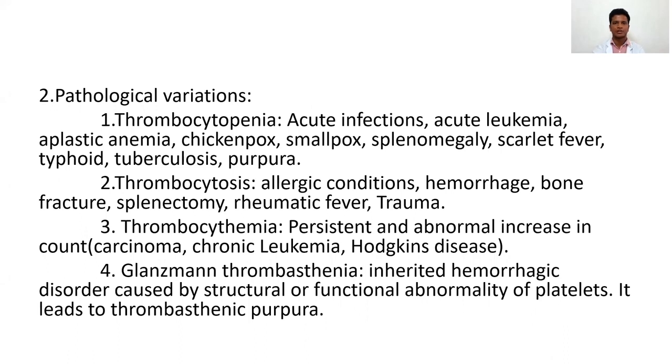Pathological variations: thrombocytopenia is seen in acute infections, acute leukemia, aplastic anemia, chickenpox, smallpox, splenomegaly, scarlet fever, typhoid, tuberculosis, and purpura. Thrombocytosis can be seen in allergic conditions, hemorrhage, bone fracture, splenectomy, rheumatic fever, and trauma. Thrombocythemia can be seen in a persistent and abnormal increase in the count, carcinoma, chronic leukemia, and Hodgkin disease. Glanzmann thrombasthenia is an inherited hemorrhagic disorder caused by structural or functional abnormality of the platelets. It leads to thrombasthenic purpura.